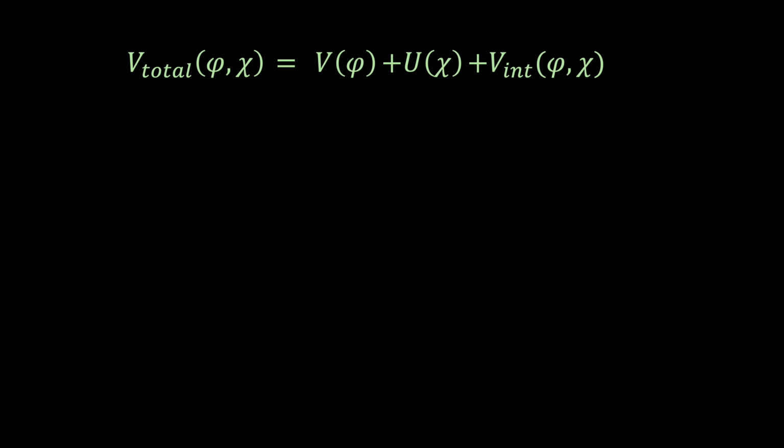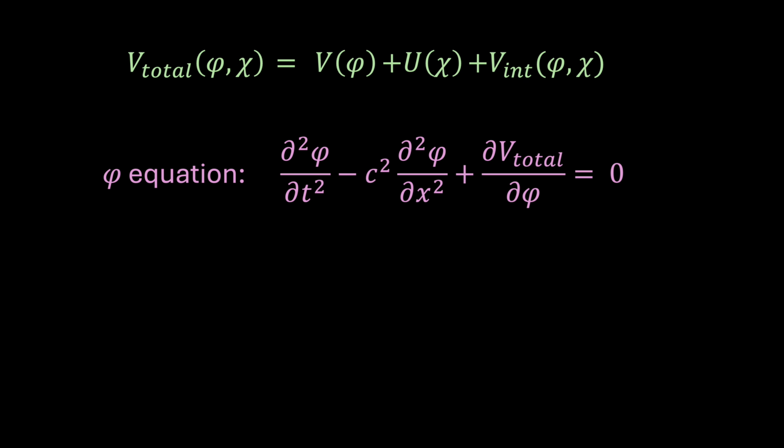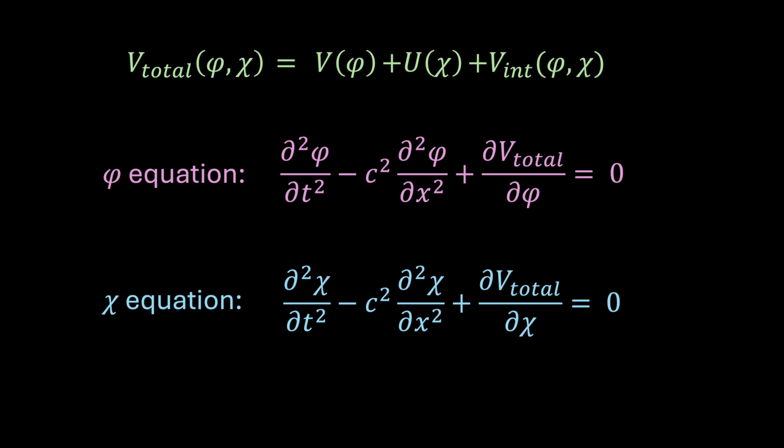When 2 fields are present, the potential function is equal to the sum of 3 contributions: phi's own potential, chi's own potential, and their interaction potential. The equations of motion for each field follow the same rule as before: the unmodified wave equation plus the slope of the potential along that field's direction. So for the phi equation, we have the following purple expression, and for the chi equation, we have the following blue equation. And we see that both depend on the derivative of the total potential function, and therefore both are influenced by the interaction potential.